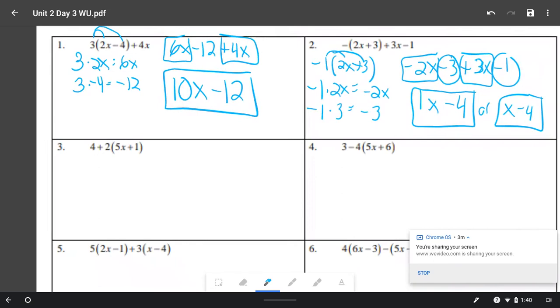Number 3 and 4, why don't you try those on your own? So press pause right now, give them a try, and then come back, and we'll see if you get the same answers that I did.